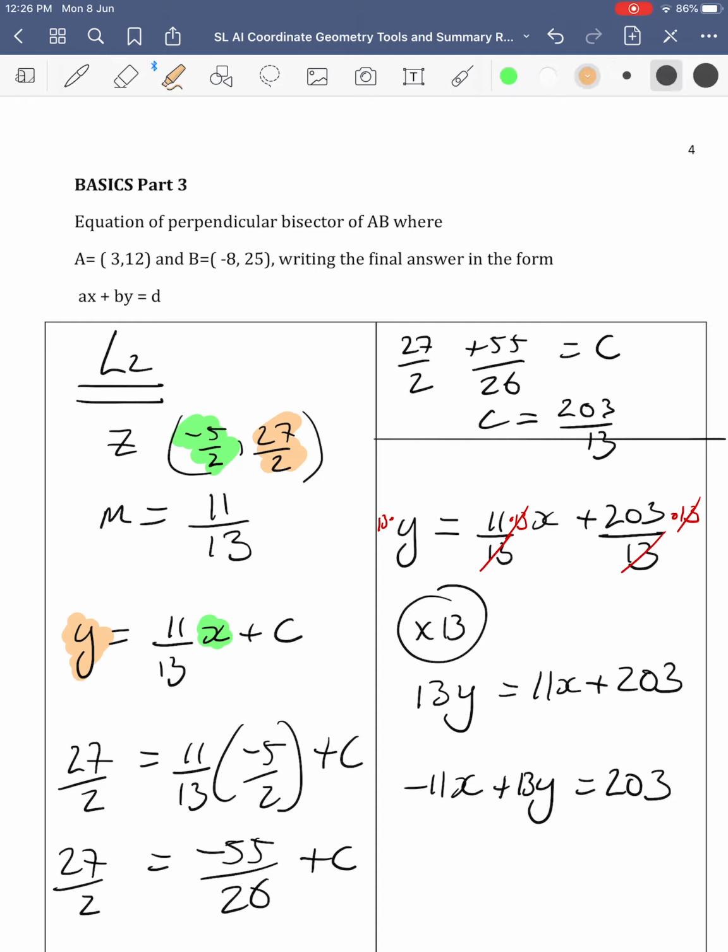And we have got the equation in the form ax plus by equals d, which is what is asked for.